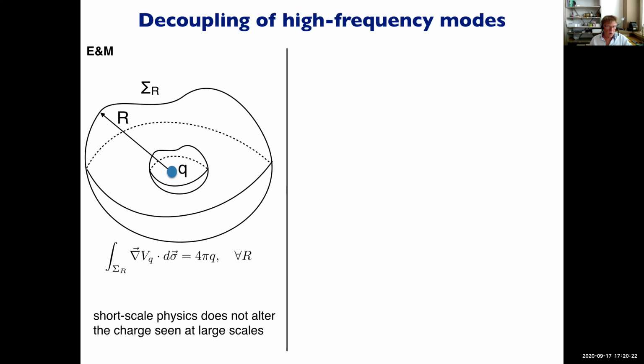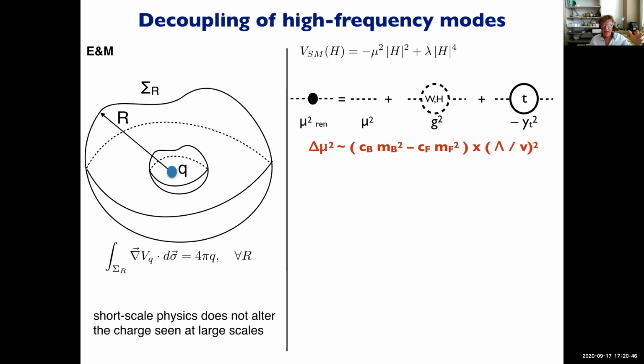Whatever happens at small scales is not going to affect what we see at large distances, because we cannot instantaneously transmit information between very short and very large distances. So that's the essence of the Gauss theorem, if you want, and the renormalization theorems of QED. In the case of the Higgs, the parameters that control its behavior at large distances are strongly affected by what happens at very, very short distances.